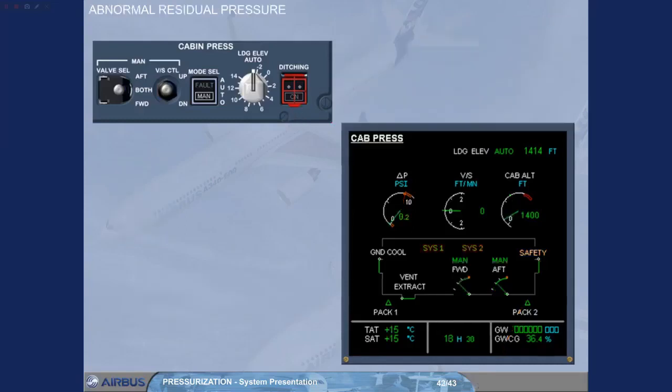If on ground, and in case of abnormal residual pressure, when speed is below 100 knots, or after all engines are shut down, with manual mode selected, or with both CPCs failed, the residual pressure control unit (RPCU) automatically controls the outflow valves to open.